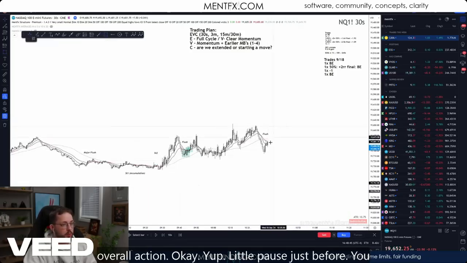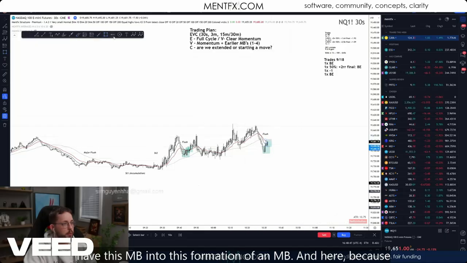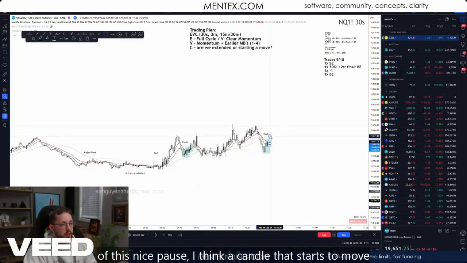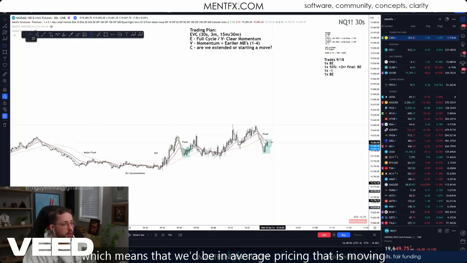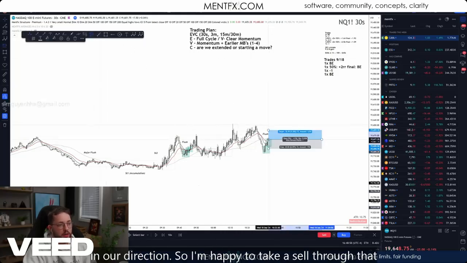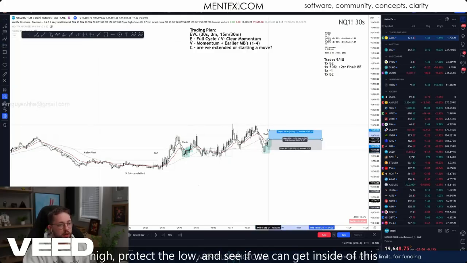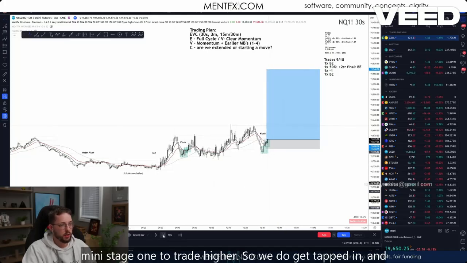Yep, little pause just before. You have this MB into this formation of an MB. And here, because of this nice pause, I think a candle that starts to move higher here would cause these MAs to shift upwards, which means that we'd be in average pricing that is moving in our direction. So I'm happy to take a sell through that high, protect the low, and see if we can get inside of this mini stage 1 to trade higher.